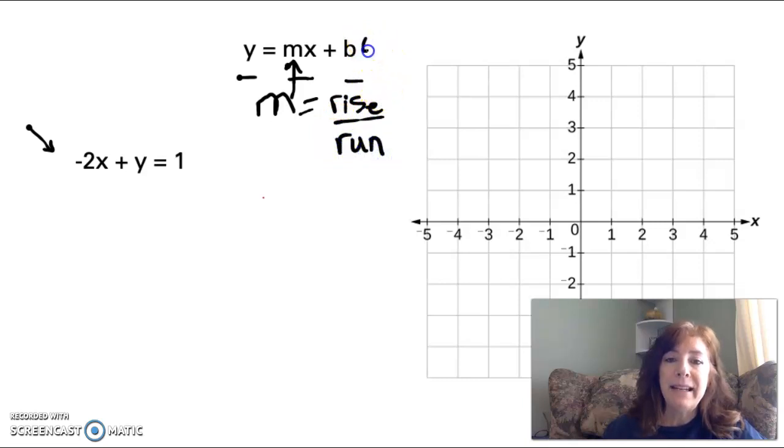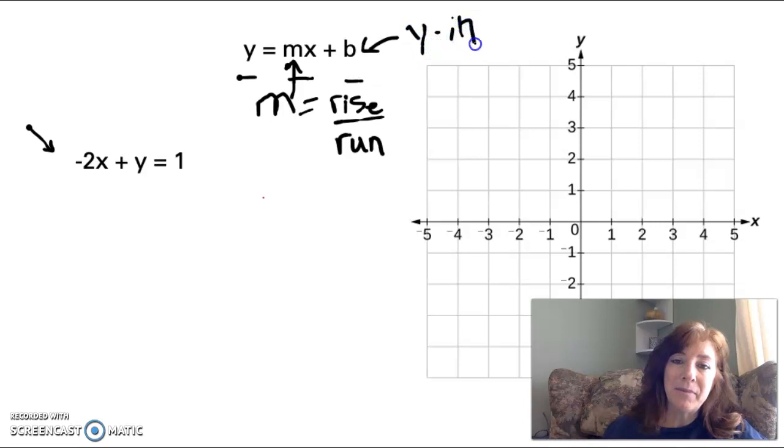And then b, that's the easiest one to use. The last number is our y-intercept. So let's define that as we go.